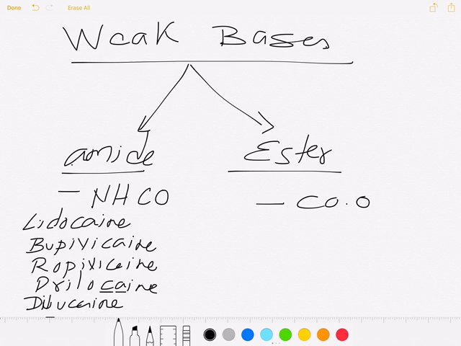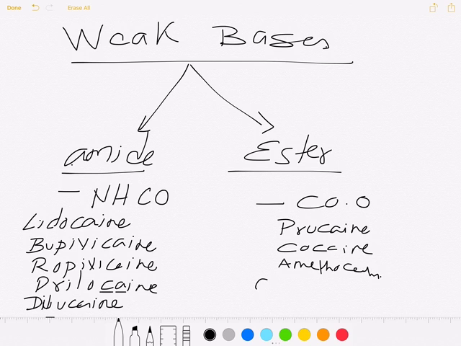Okay, and then what are the common esters? Esters are procaine, cocaine, tetracaine, and also chloroprocaine. And I'm sure somebody has already taught you this. If you have two eyes, you're amide. If you have one eye, you're ester. Prove me if I'm wrong. I think that's a rule.